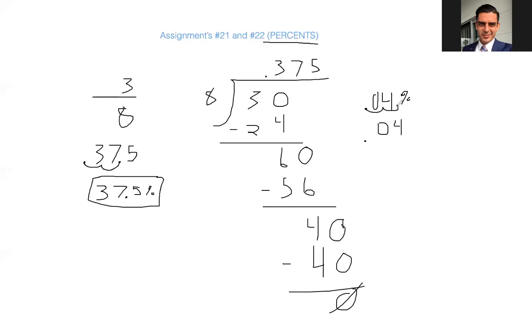And then if I say, okay, well, 4%, what's the fraction to that? Then very simple. Anytime that you have a percent, the whole is going to be 100. So it's 4 over 100. That's it.